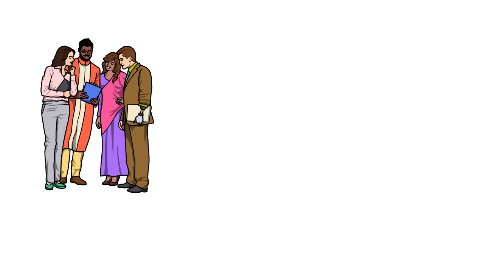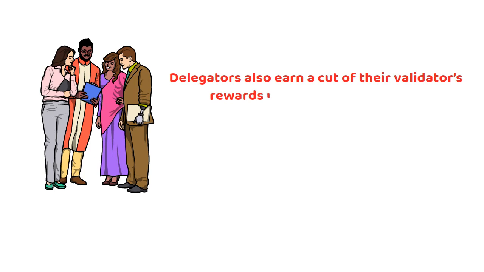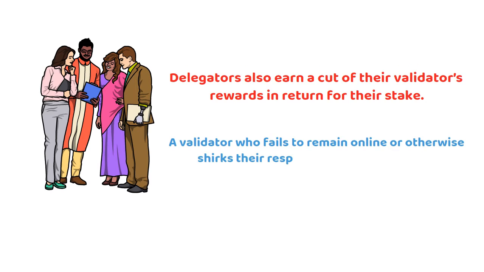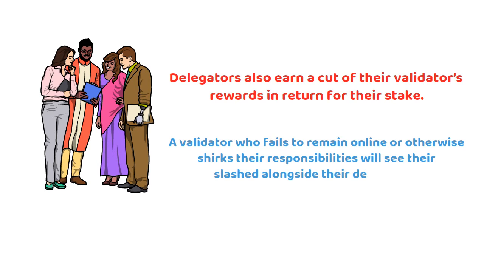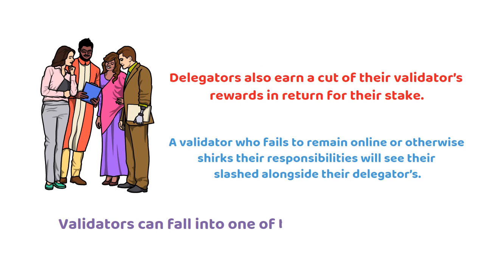Delegators also earn a cut of their validator's reward in return for their stake. Earning a cut of a validator's reward incentivizes delegators to consistently vet their validators to ensure a reliable consensus. That said, only the top 130 validators are considered active within the network. If a validator's amount of staked Luna falls below the lowest staker in the top 130, they are deemed inactive.